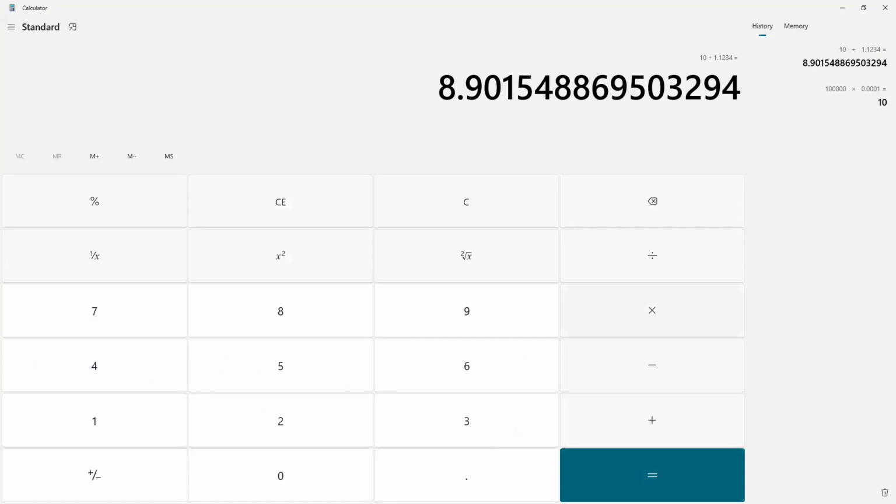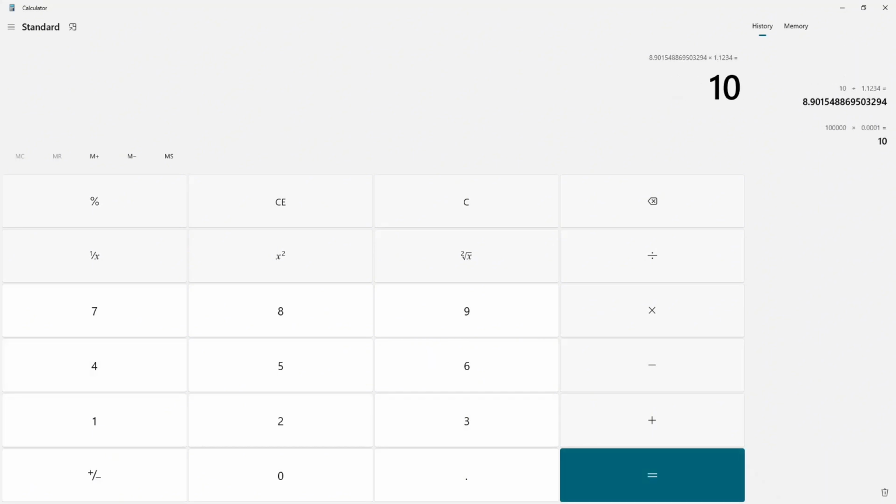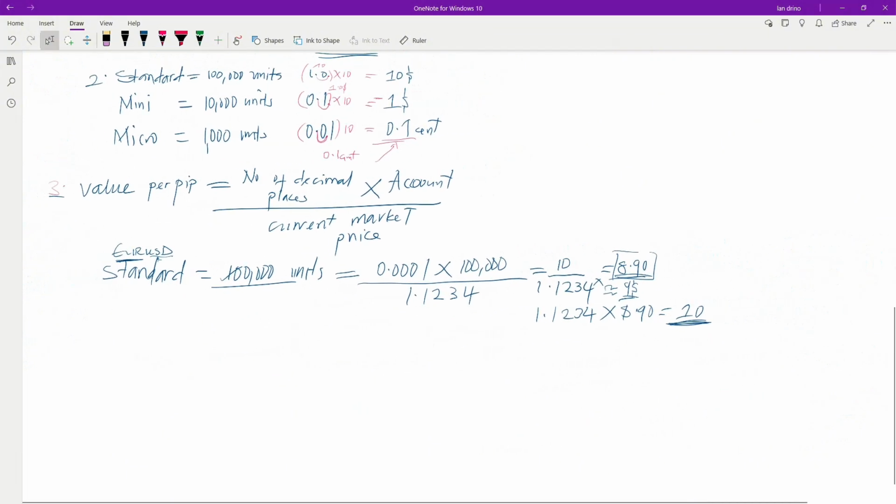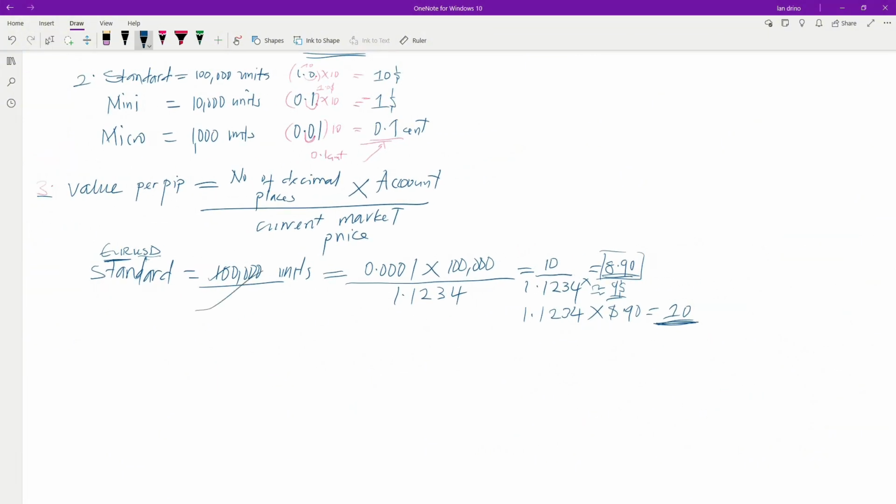If you multiply this value by your initial market price 1.1234, it's going to give you 10 United States dollars, and this is the value of the dollar. Okay, I know it's going to be a bit confusing, but please do not worry, you are going to understand this. So you can go ahead and do it for the micro account and for the mini account. We just did this for the standard account.